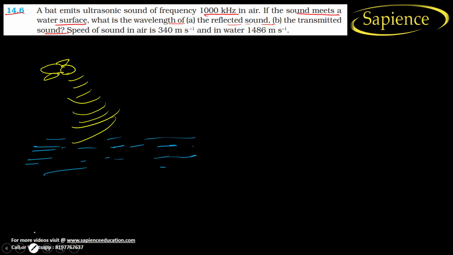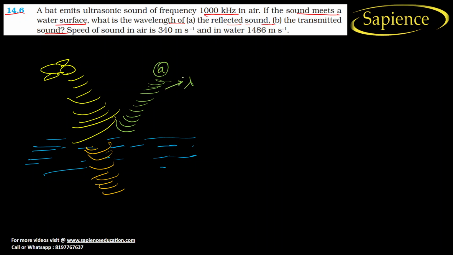Some part of this sound will get transmitted to the water surface, so it will go inside like this, and some part will get reflected back like this. Okay. Now they are asking for the wavelength in the case of (a) the reflected wave, and (b) the transmitted wave.